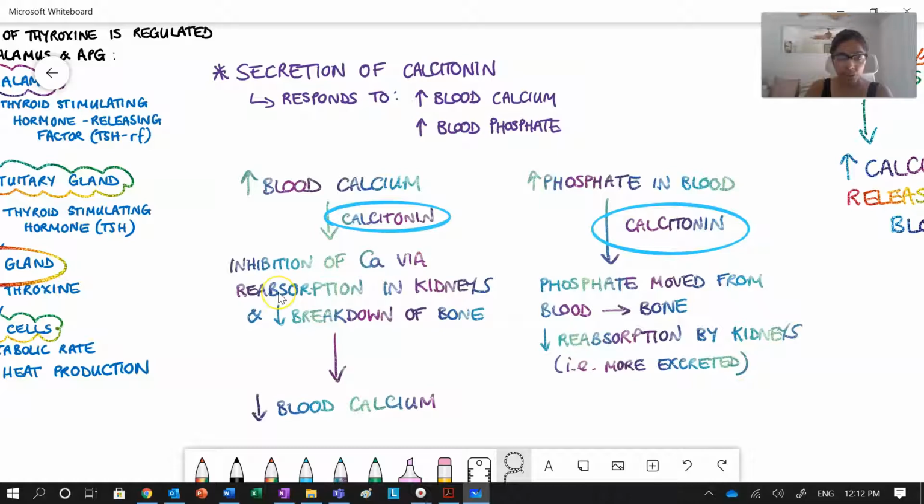The other thing that calcitonin will do is it will decrease the breakdown of bone, which means that less calcium is being liberated, if you like, from the bone. And the overall effect of these two things is that our blood calcium levels are reduced. So you can see that our stimulus at the top was an increase in blood calcium levels, and the correction, the overall negative feedback effect, is a decrease.